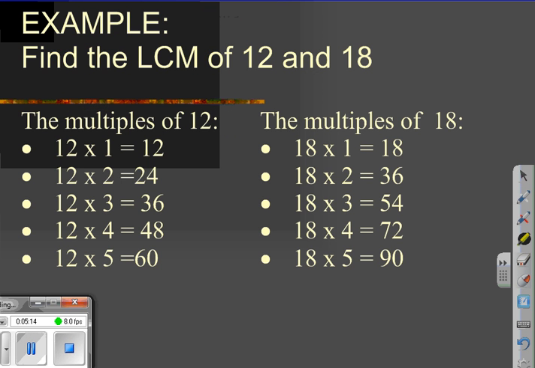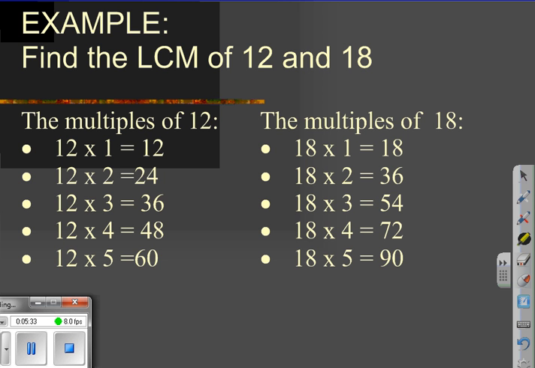Okay? So, for example, it's abbreviated LCM. When you see LCM, it's least common multiple. LCM is least common multiple. So when you're trying to find the least common multiple of 12 and 18, what you do is you start with one of the numbers, and you find all the multiples.